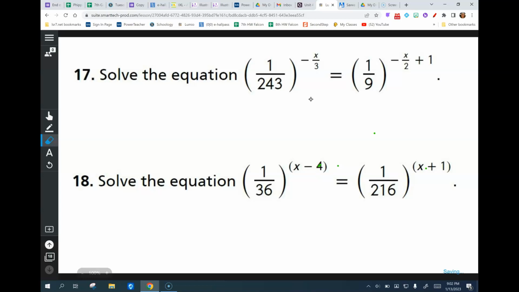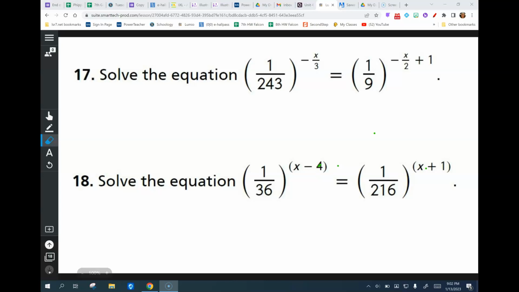I have negative exponents. Can I do that? I don't know if I can. Hold on. I am skipping 17 for now, because it's just doing weird stuff. So I'm just going to stop on that one for just a second.